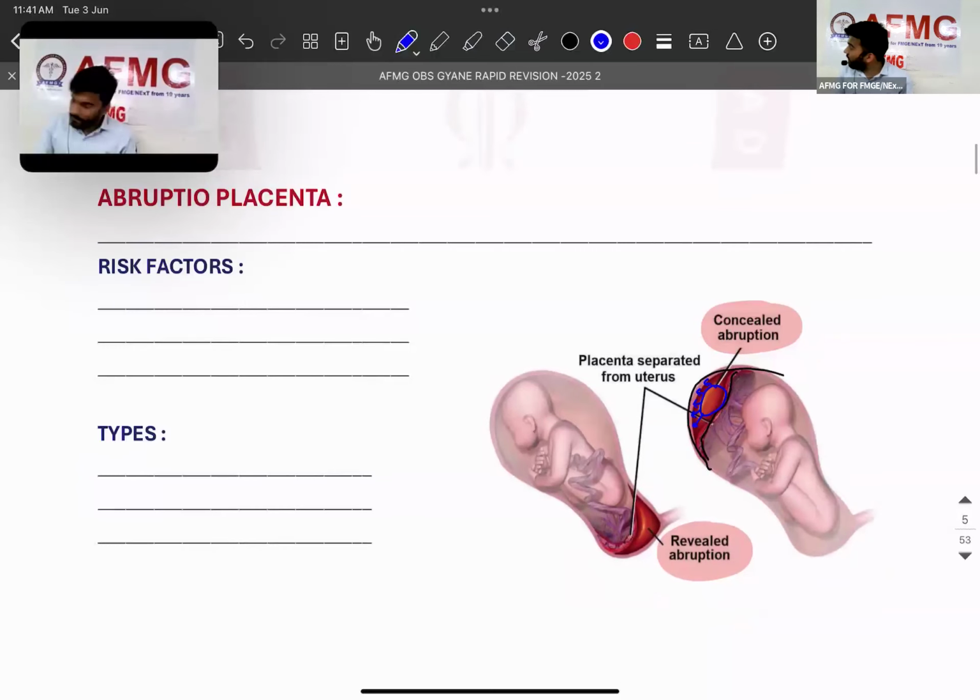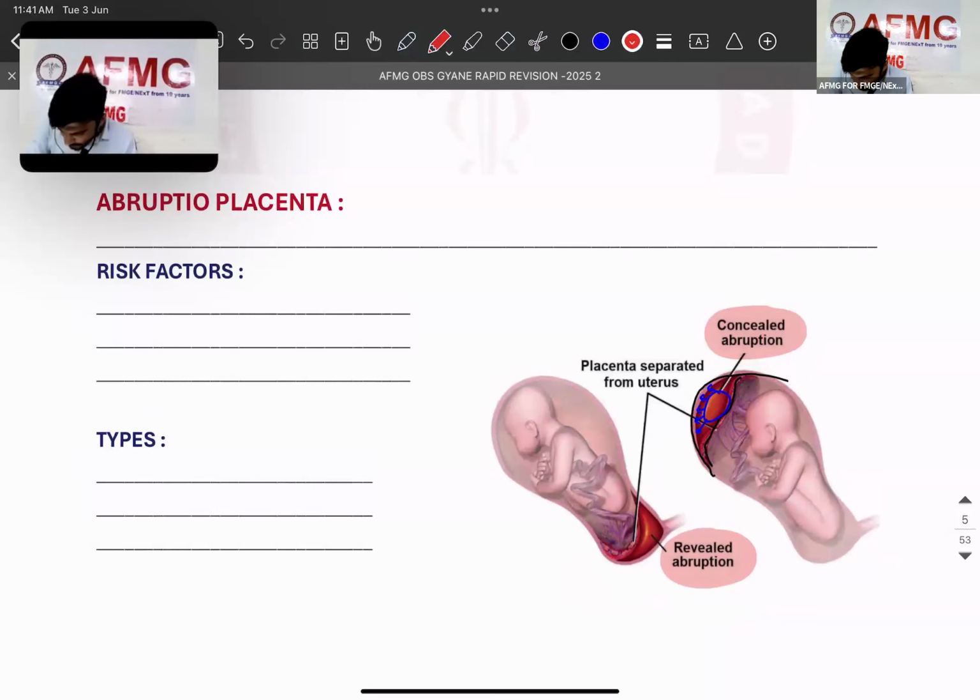Chalo. Next. Now let's write what exactly is abruptio placenta. Okay. Now you guys can chat. You can put the message. It's open now to everyone.